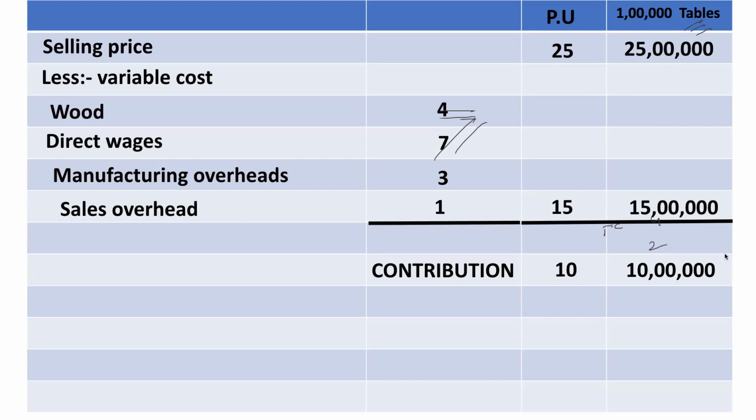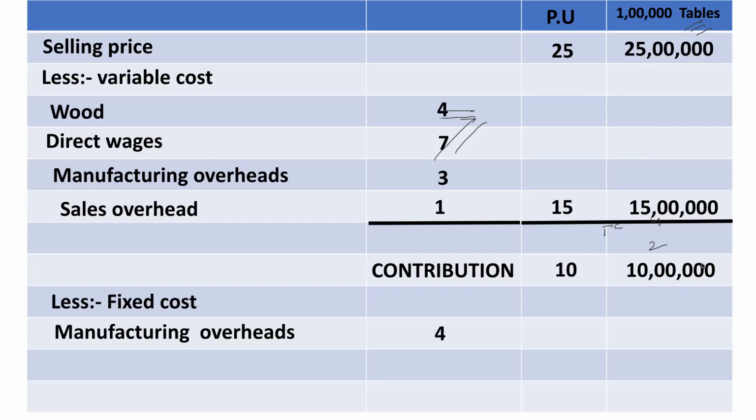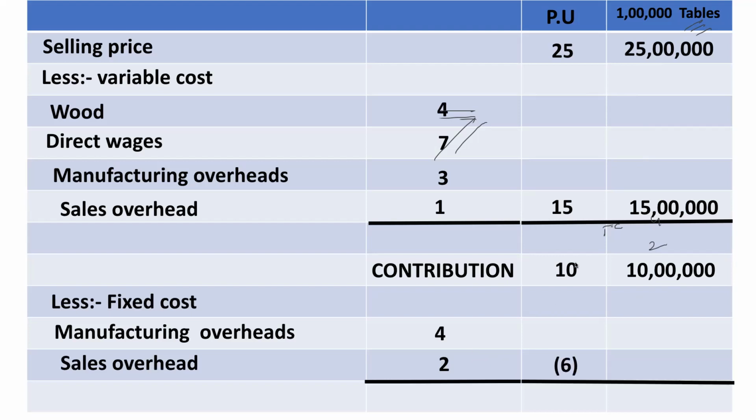From this, you're going to subtract your fixed cost. You have 2 fixed costs. One is the manufacturing overheads, other is the sales overhead. Your total fixed cost is coming up to 6. 10 minus 6 will give you 4, and this 6 into 1 lakh, 6 lakhs. Now remember one thing very clearly.